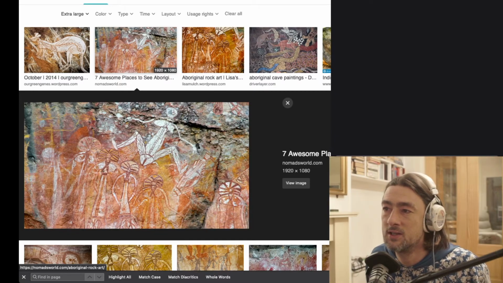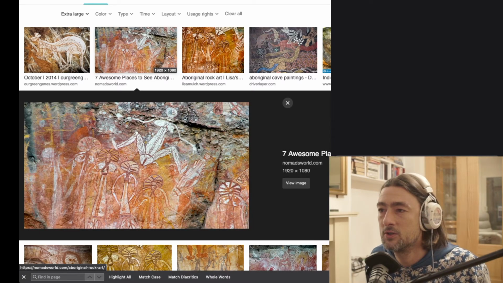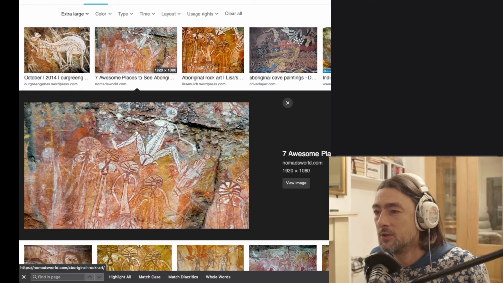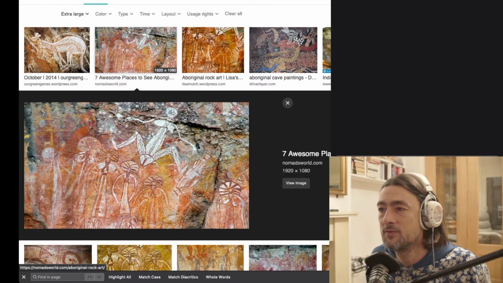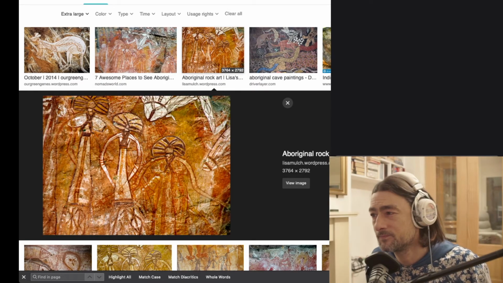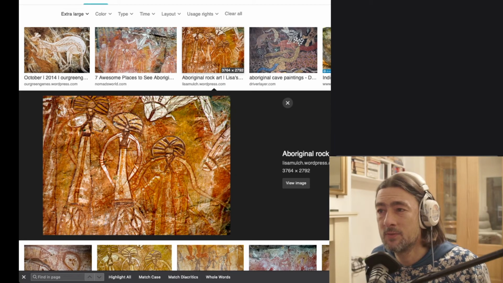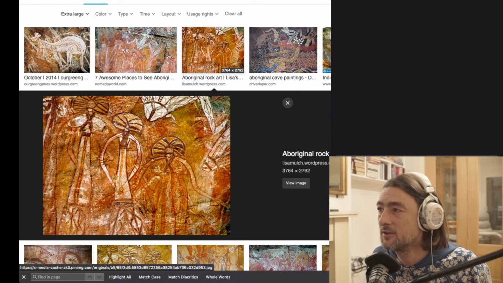This one looks, again, like symbolic, but intense. There's some sort of mother figure probably at the top there, which seems to be birthing all these people. Aboriginal rock art here. These people have got mad hats going on. Is it their hair? I don't know. They're definitely figures.